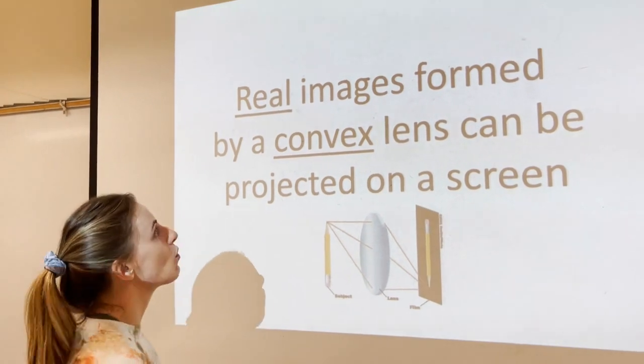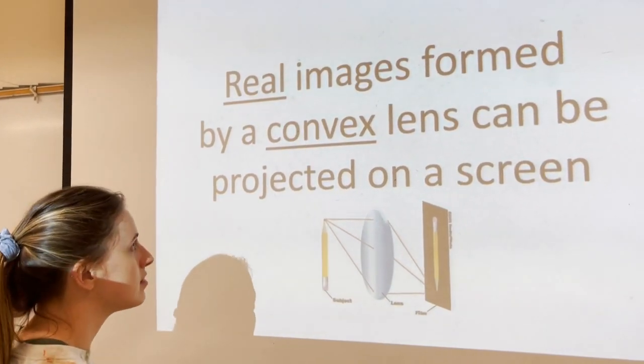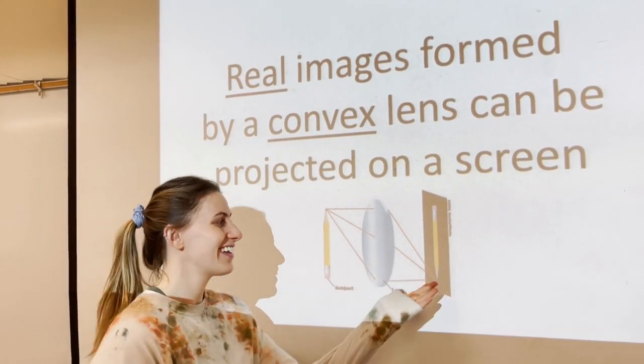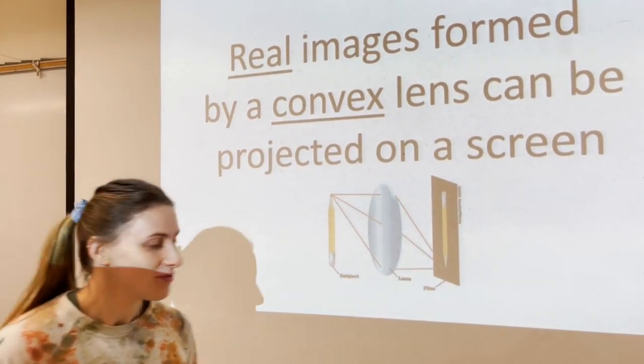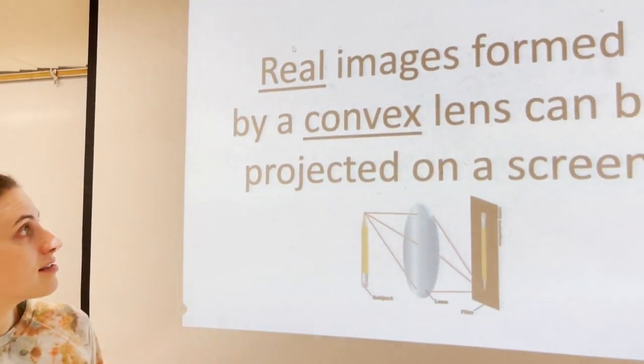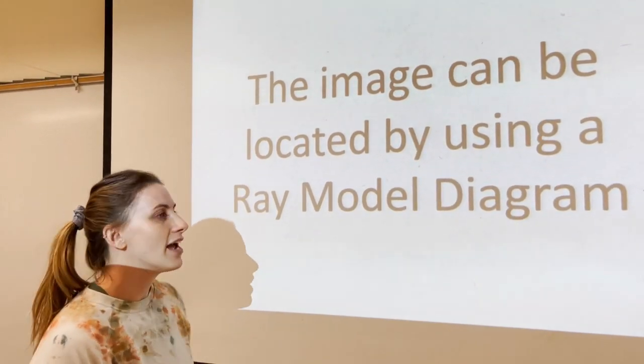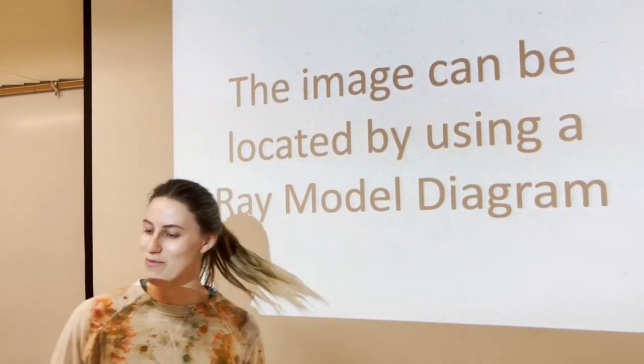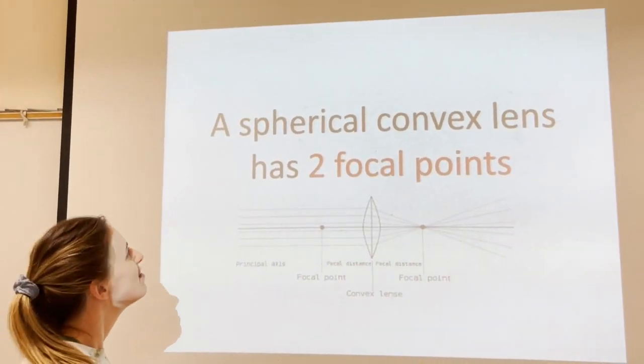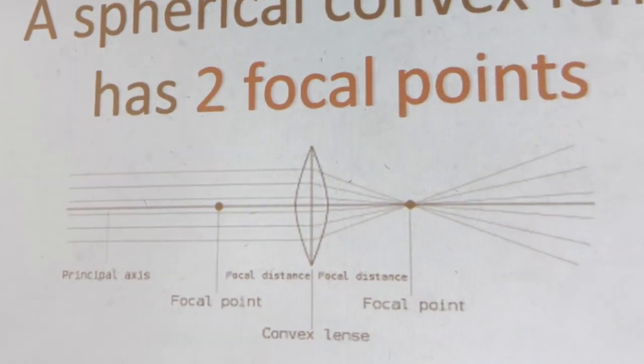Real images formed by a convex lens can be projected on a screen. Yep. And that's what we saw yesterday. Yep. Yesterday was all with convex lenses. Yeah. The image can be located by using a ray model diagram. Oh, we gonna go there? Ray model diagrams. Okay. So a spherical convex lens has two focal points.